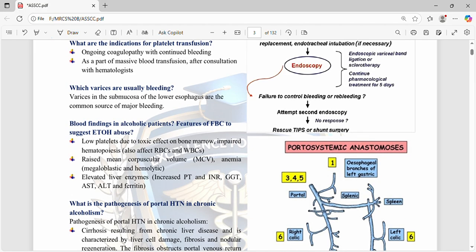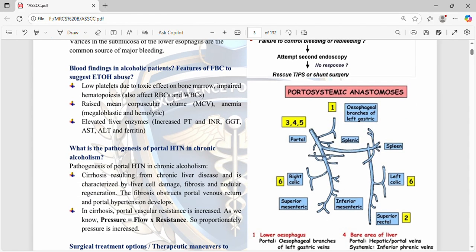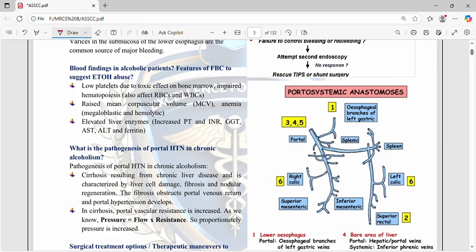Blood findings in alcoholic patients. Features of full blood count to suggest alcohol abuse: low platelets due to toxic effect on bone marrow. Impaired hematopoiesis also affects RBCs and WBCs. Raised MCV, anemia and megaloblastic anemia. In alcoholics we have megaloblastic anemia because of the deficiency of folate and vitamin B12. Elevated liver enzymes: increased PT/INR, GGT, AST, ALT, and ferritin.